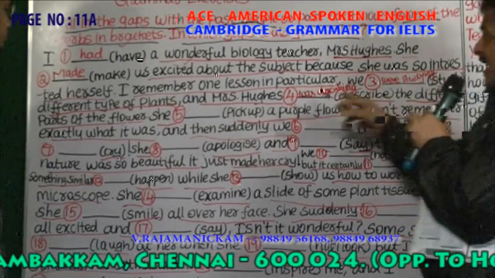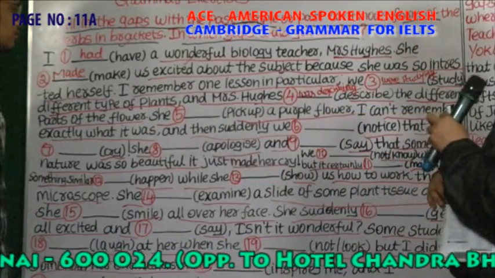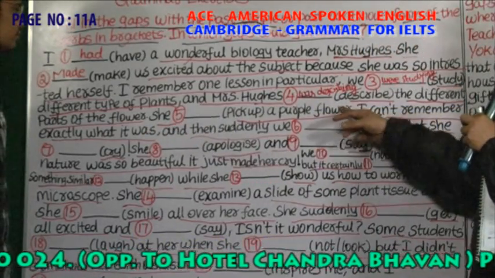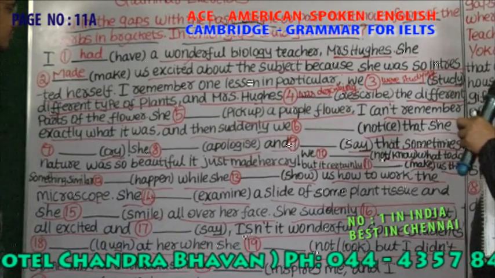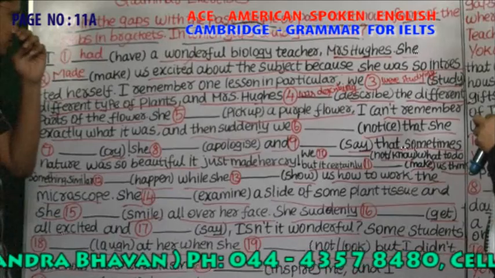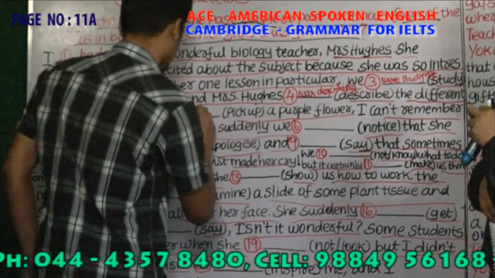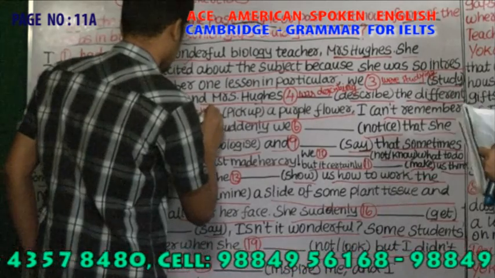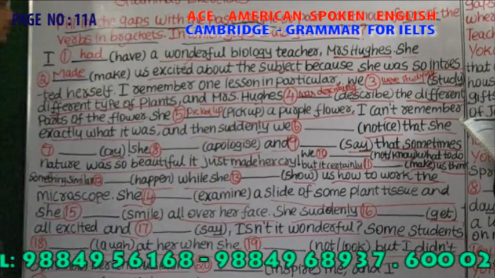The different parts of the flower, right sir? She, what is that? Dash 5. A purple flower. She picked up a purple flower or she was picking up a purple flower. She picked up. Write it down. Picked up. She picked up a purple flower. And what is the next answer, sir?